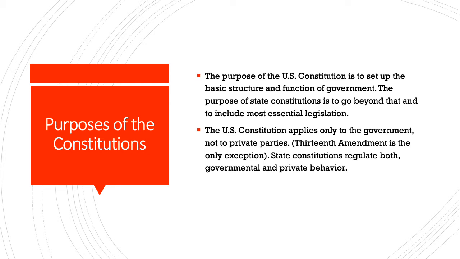Okay? Now, another reason why you have this disparity in length between the constitutions is because the Constitution of the United States applies only to government, but not to private parties. There is only one, as of this recording, exception to this, and that's the 13th Amendment. The 13th Amendment prohibits slavery, and neither the government nor a private party may own slaves. But in every other provision, when the Constitution of the United States speaks, it addresses itself to government. It may be to the national government, it may be to state governments, it may be to both, but it doesn't address itself to private parties.